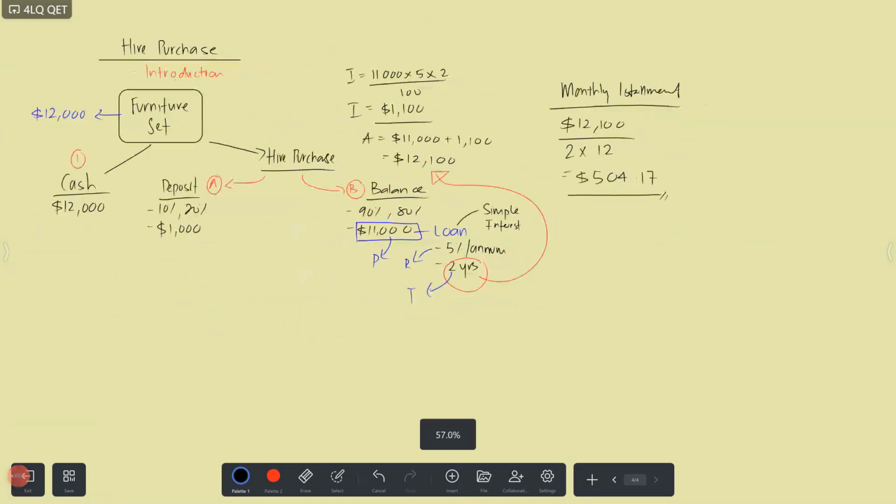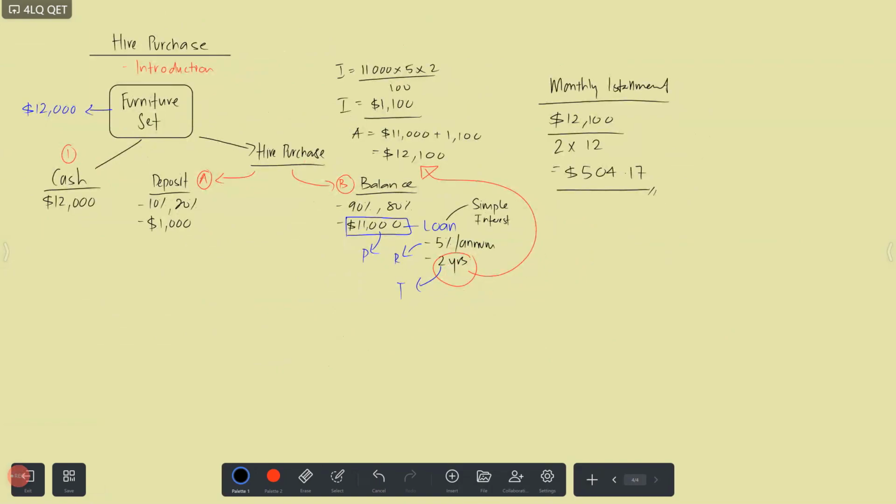But let me take this a little bit further. What else do you need to know other than the monthly installment? You must know the hire purchase price. Basically, under this payment scheme, how much he pays in total. In total he pays 12,100 plus the deposit of $1,000, so it becomes $13,100. This is the actual amount that he paid for the furniture set, which actually costs $12,000.